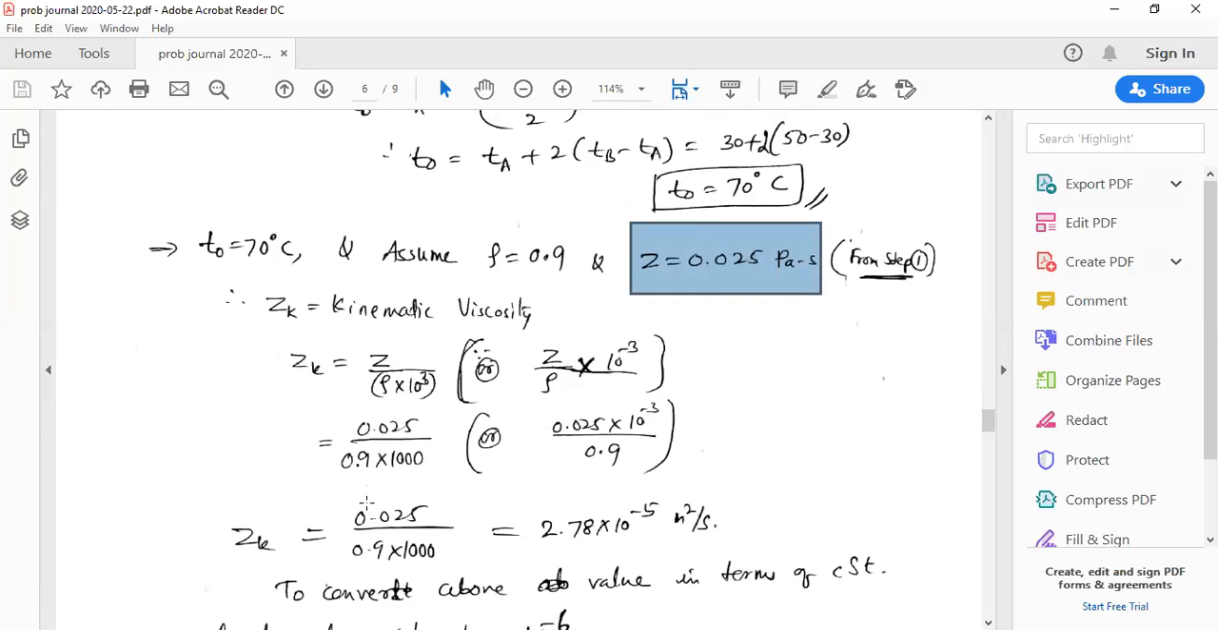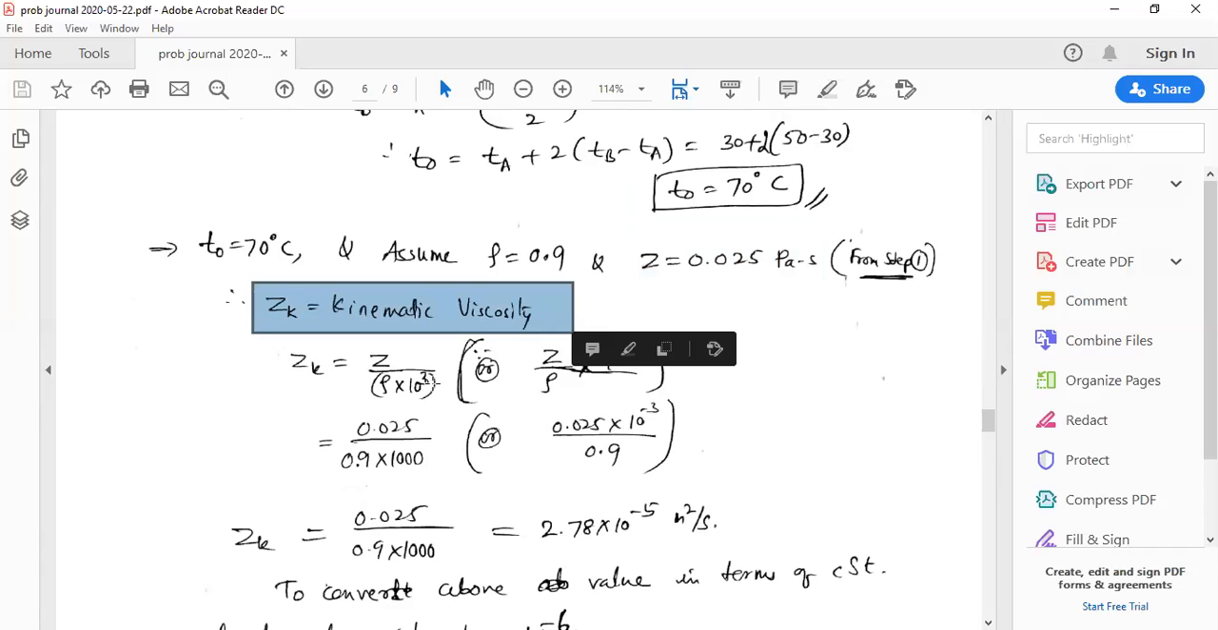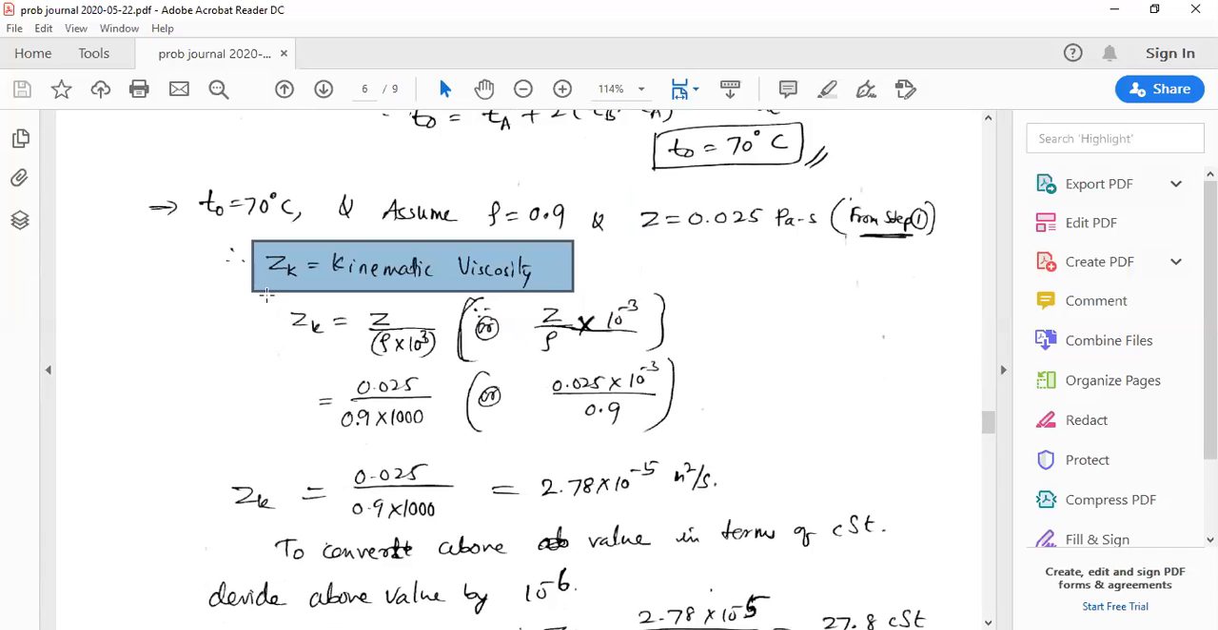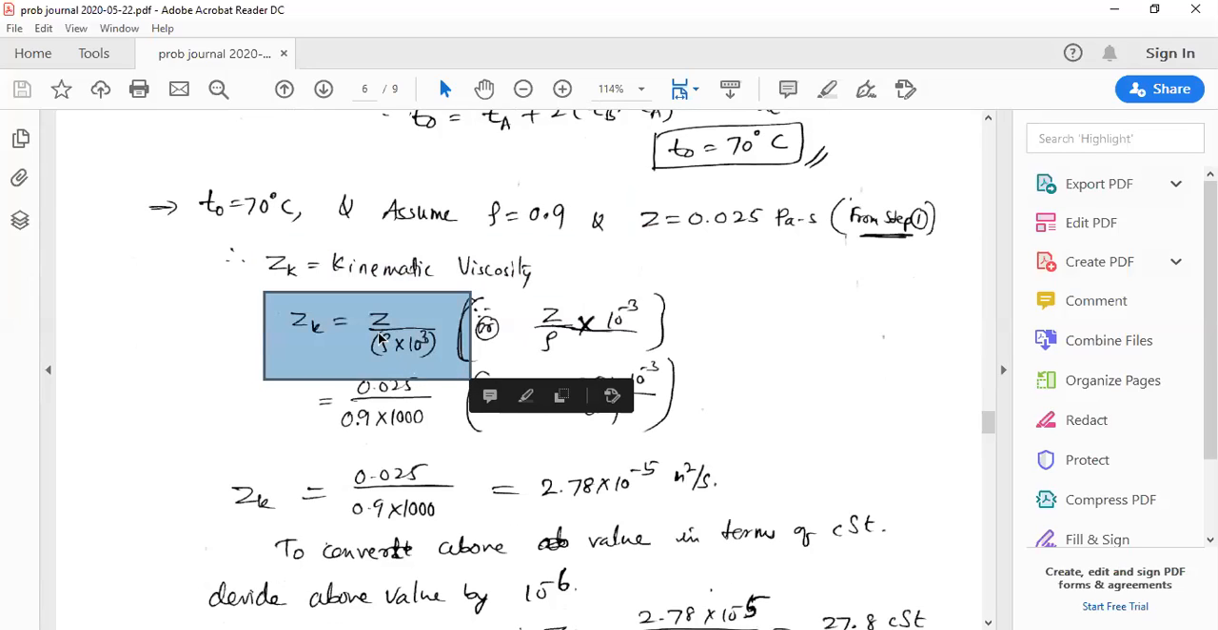figure number 15.3, there we have to refer to a particular chart, operating temperature versus kinematic viscosity. So absolute viscosity is known here. Convert that absolute viscosity into kinematic viscosity. So kinematic viscosity is nothing but the absolute viscosity divided by the mass density. So kinematic viscosity is the ratio of absolute viscosity to the mass density.